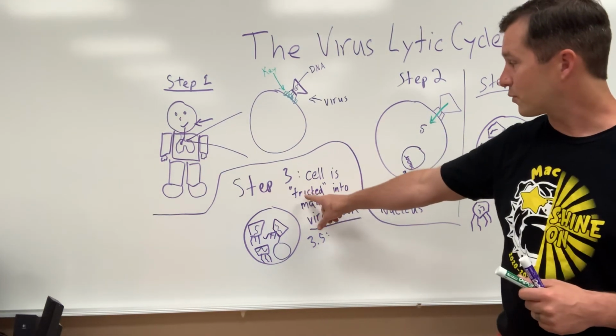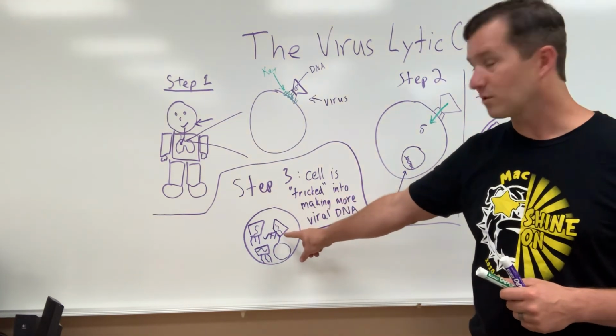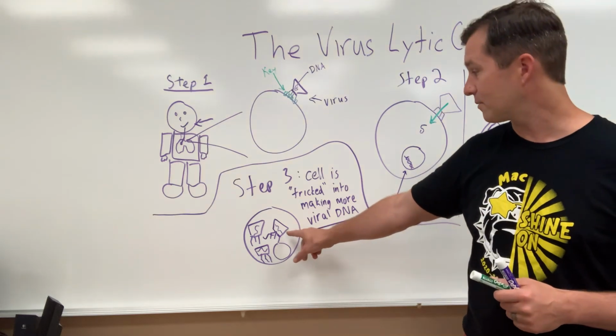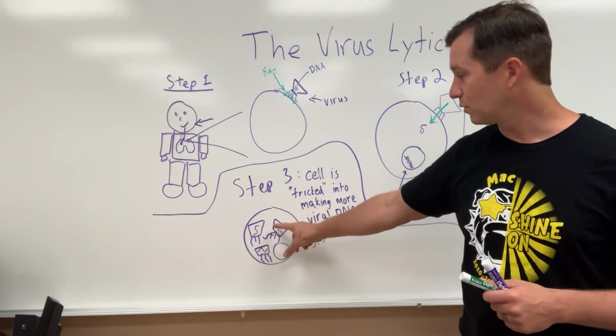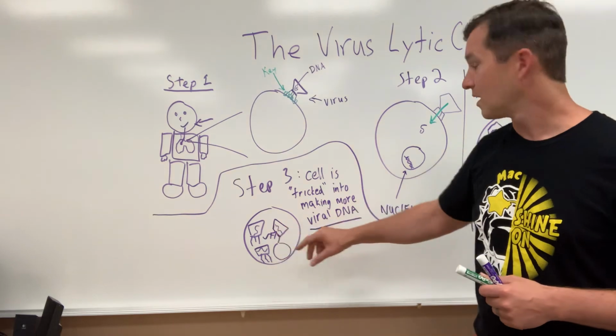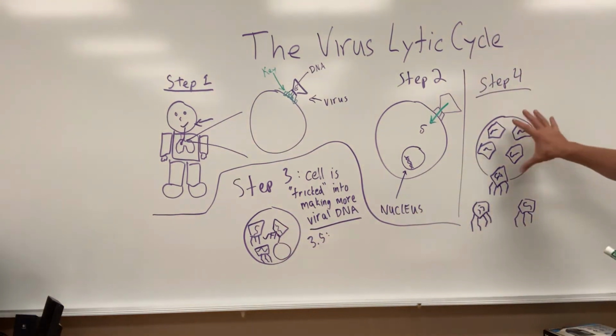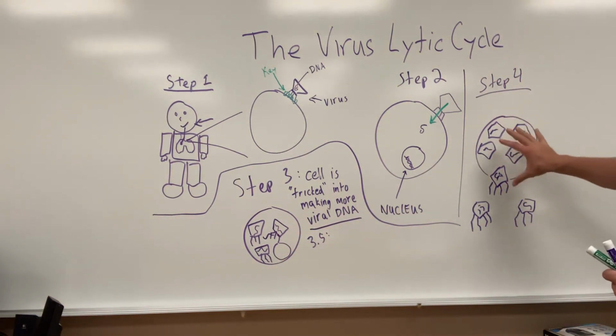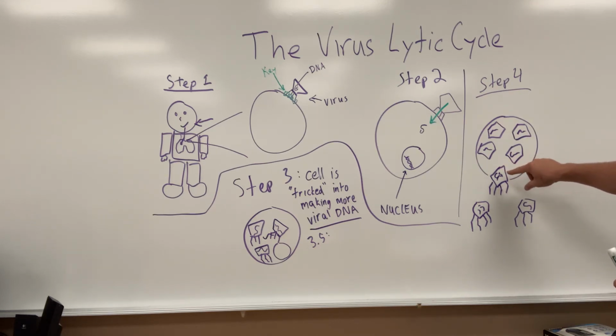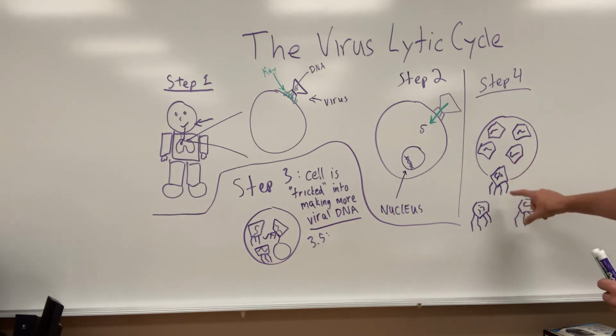The cell, step 3, is tricked into making more viral DNA, and then it further makes the capsule that surrounds the virus. A lot of viruses are now made, and there's so many viruses that are made, they end up breaking out. Like I said, they got a key that busts open the cell membrane so they can get out, and then they in turn go to other cells and infect more cells and make more of them.